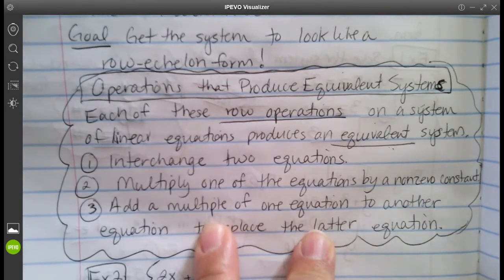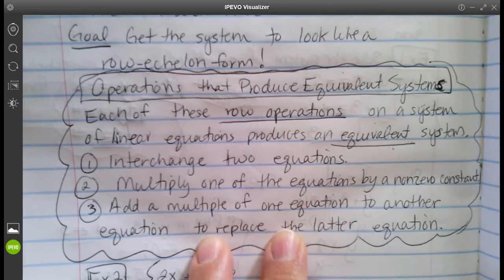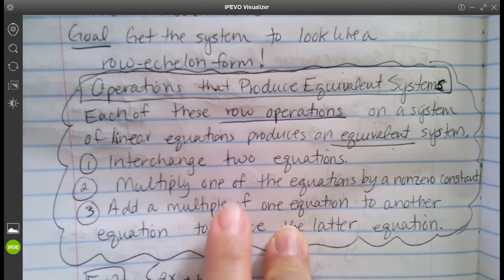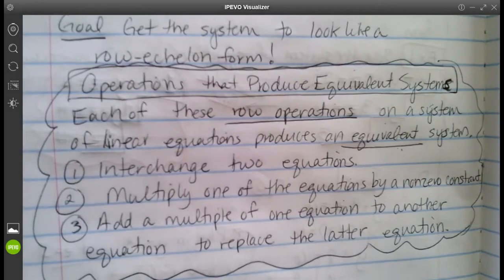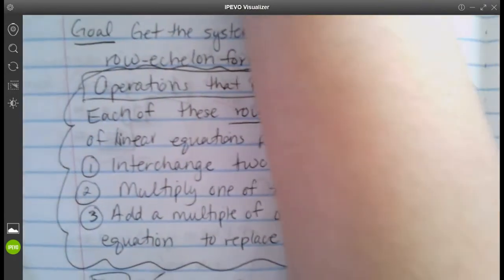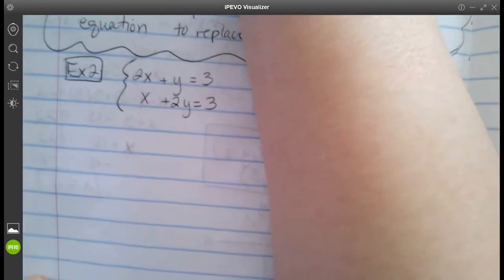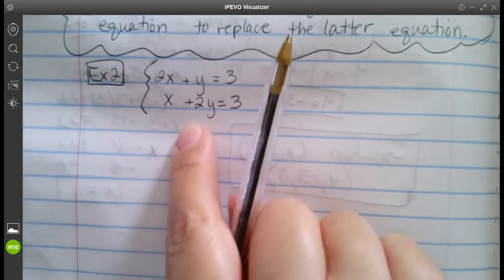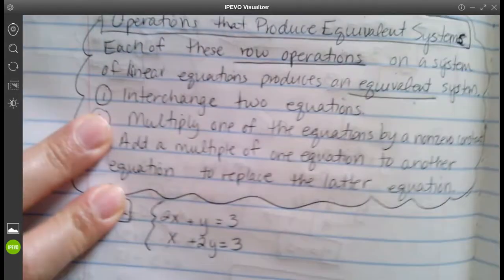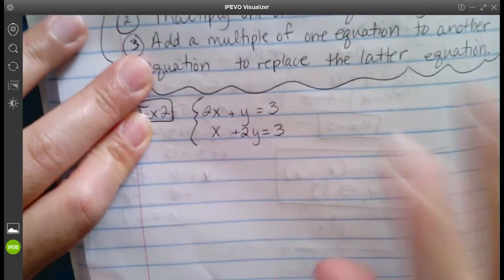We can also add a multiple of one equation to another equation to replace the latter equation. And this is where it gets a little bit tricky, because if you don't keep track of what you're doing, it's super easy to get lost. So we're going to start with a really simple system here to show how this works. You can see this has two variables and two equations. I'll try not to call it 2 by 2, because when it comes to matrices it's a little bit different, and I don't want to confuse you. So this has two variables, two equations. We'll leave it at that.